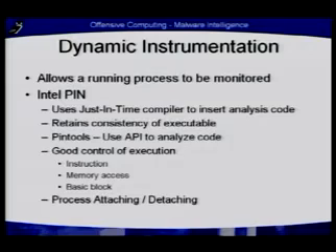It uses a just-in-time compiler to insert code before instructions. PIN retains the consistency of the executable, so when it goes to look at itself and inspect to see if anything's been modified, it can see if there have been any changes, and PIN allows that to go through. And it gives you good control of execution. You can do it at the instruction level, you can do it based on a memory read, memory write, or any other memory access, and at the basic block level. The nice thing about PIN is it allows you to attach and detach at will and still keep the program running.